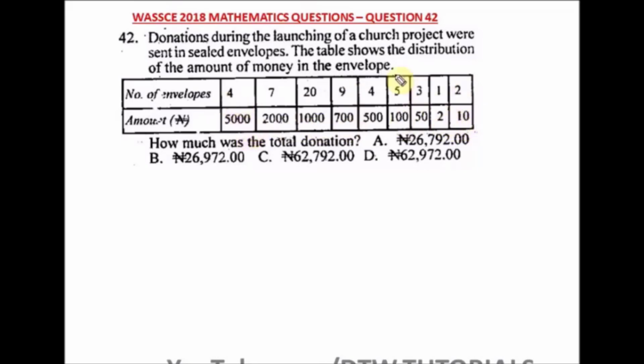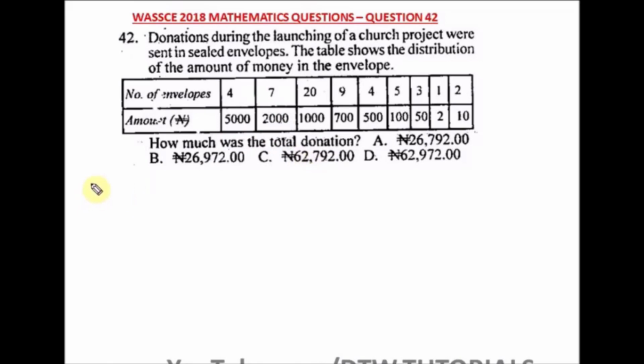Since this is the table that shows the distribution, the frequency, 4 people donated 5,000 naira. So you have to add 5,000 plus 5,000 plus 5,000 plus 5,000, which is 4 times 5,000, which is 20,000. So when you add all of that up, that will give us the total donation.